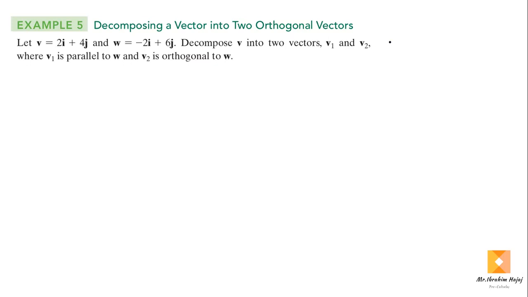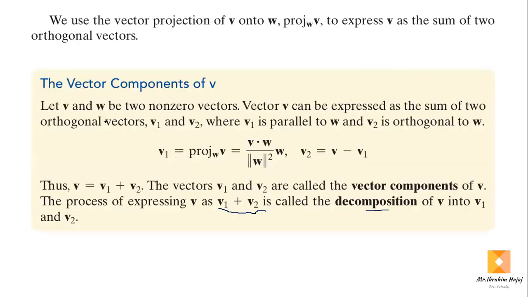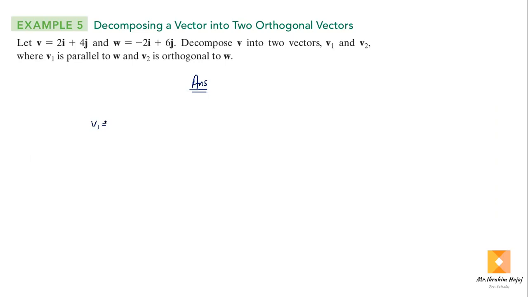It's V dot W over the magnitude of W squared, times W. So it's 2 times negative 2 plus 4 times 6, and the previous one was 2 times negative 2, which is negative 4. It's the projection of V onto W. Meaning V times W over the magnitude of W squared multiplied by W, which equals negative 4 plus 24.